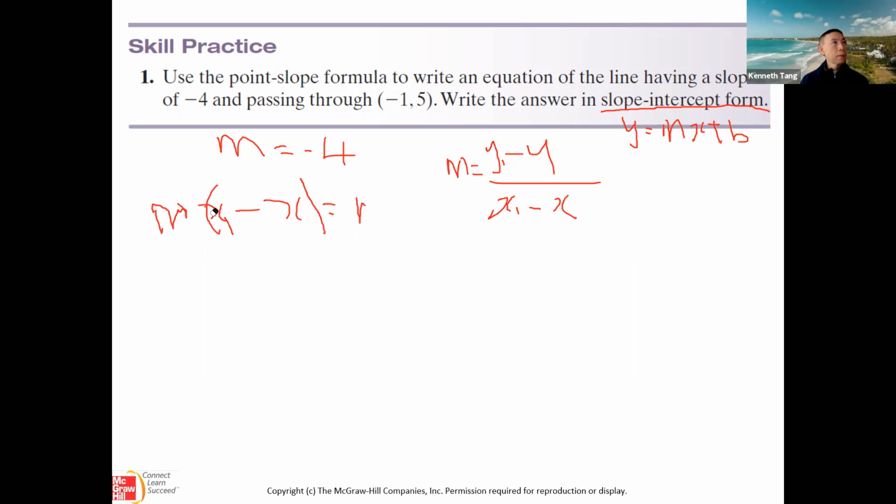I'm going to write that a little more clearly. And then you have y1 minus y, and you already know the slope is equal to -4 times x1. You already know that the first point is -1, and you have to use x.